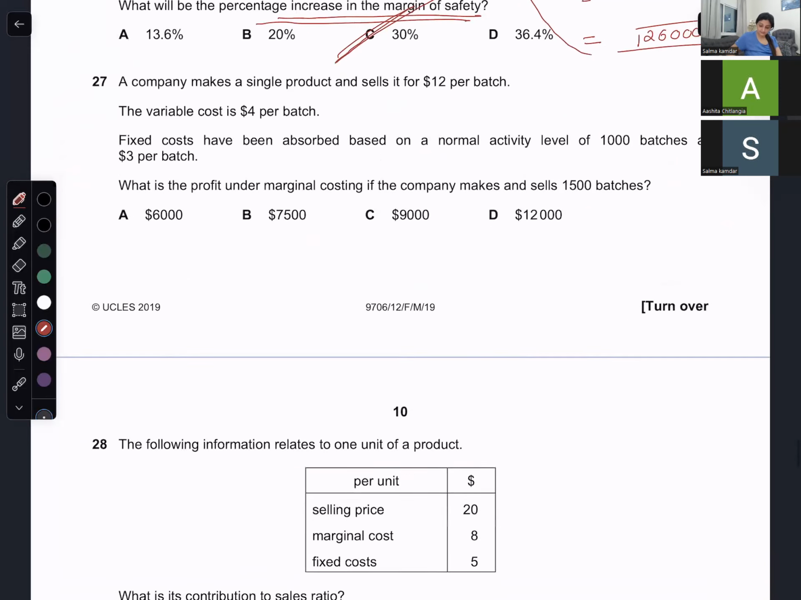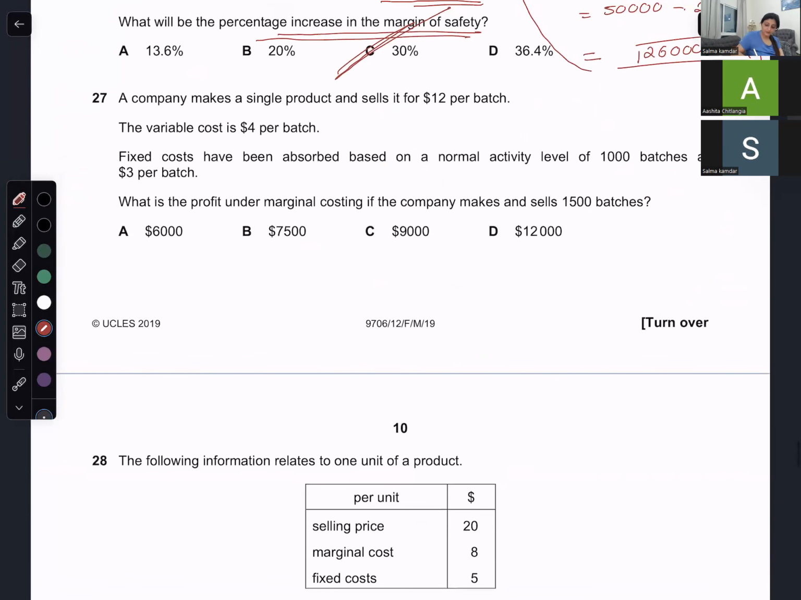Next question. What do they want to know? What is the profit under marginal costing if the company makes and sells 1,500 batches? 12 per batch, variable cost is 4, and fixed cost has been absorbed at 3 per batch. First you have to do 12 minus 4. Contribution you will get as 8. Fixed costs have been absorbed based on a normal activity level of 1,000 at $3 per batch.